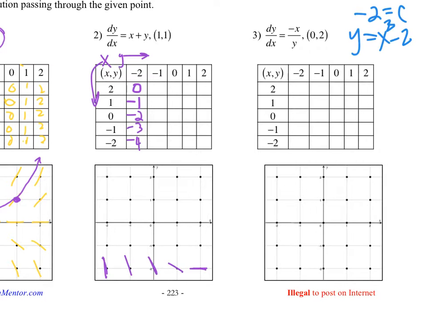All right, and you get the drill. Hopefully that made sense. You're finding these slopes by plugging x and y into the dy/dx formula. You build your chart of slopes. You graph each slope at the ordered pair in question as best you can. And then we're going to do the particular solution through (1, 1).